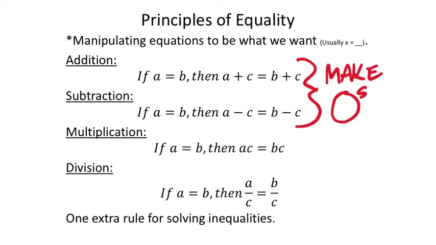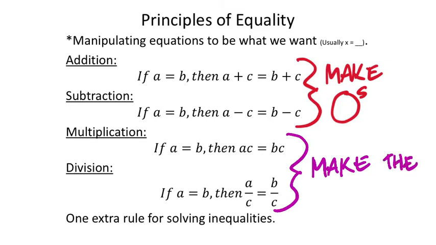There's an objective when using these principles of equality. We could just use them randomly, but then that doesn't really help us, okay? Then we also have multiplication and division. This is to make specifically the coefficient a 1, okay?